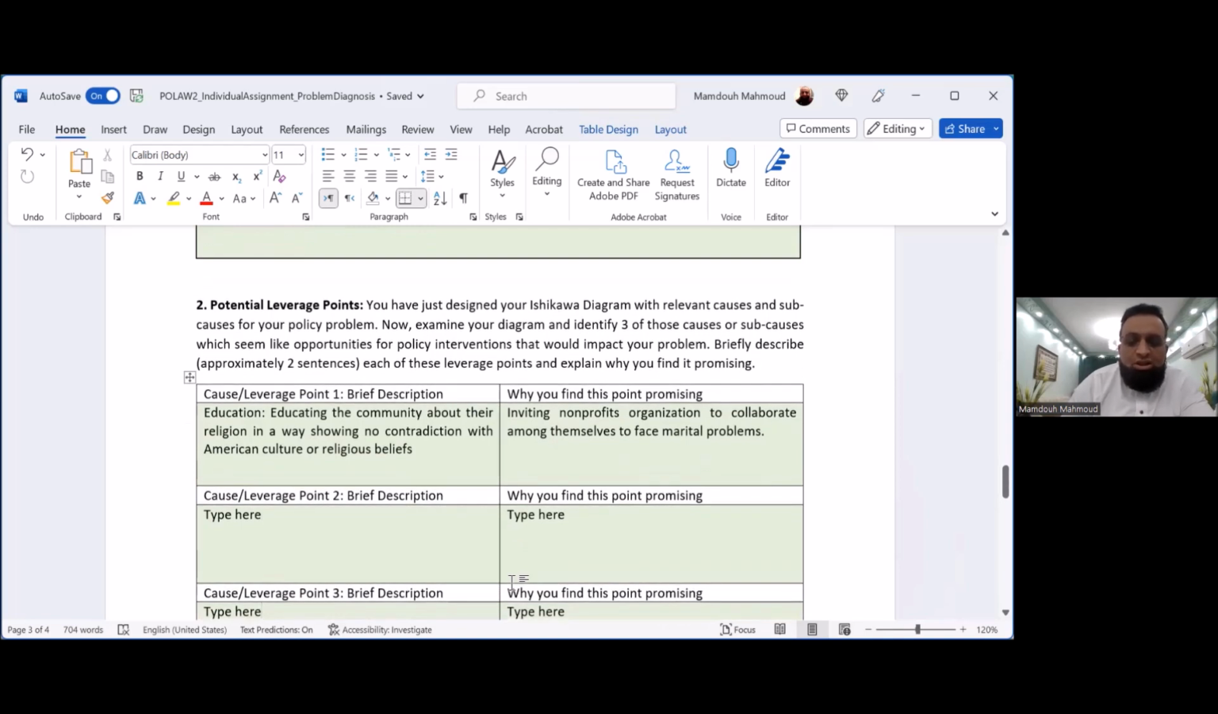Said it's education, and inviting nonprofit organizations to collaborate, and you have to educate the community about religion in a way showing no contradiction with American culture or religious beliefs. That's what I do, alhamdulillah, at Masjid Salam. I have to educate my community about the deen in a very relevant way that fits the streets, that fits your workplace, that fits your neighbors who are non-Muslims, that fits everything outside. So I have to teach you Salah and how Salah can affect you outside in American society. I teach you about Sadaqah and how that can help. I teach you about truthfulness and how that can help you outside.